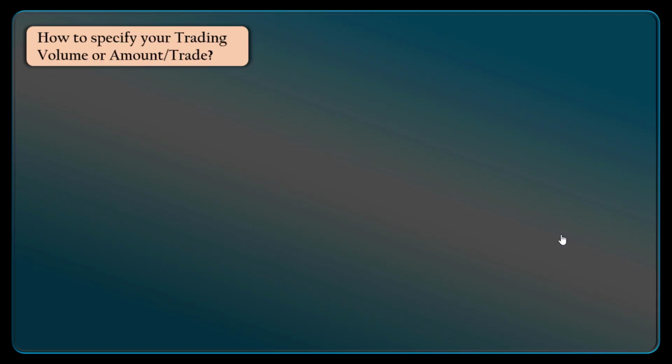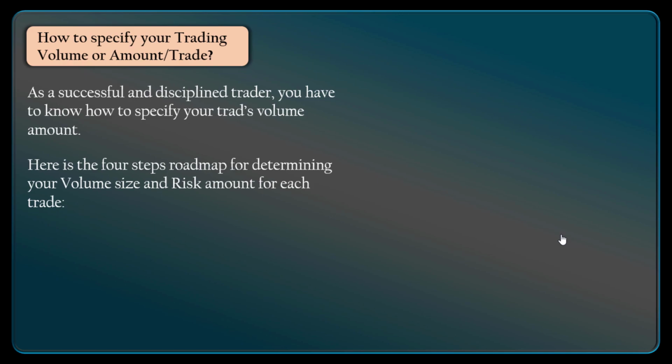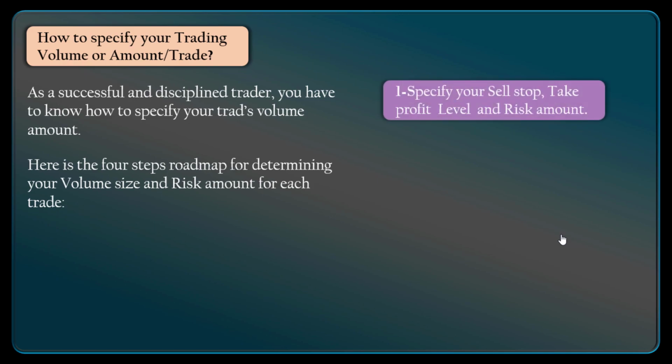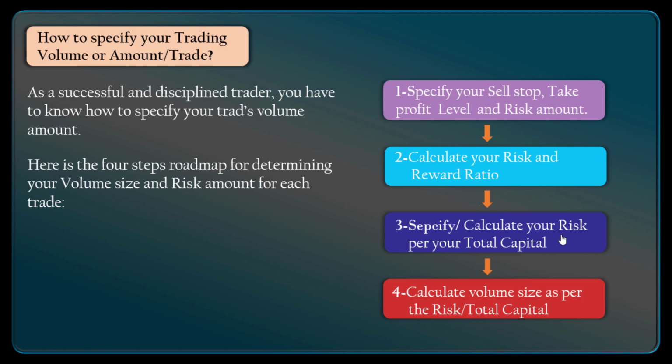How to specify your trading volume or amount in a trade. As a successful and disciplined trader, you have to know how to specify your trade volume amount. Here is the 4 steps roadmap for determining your volume size and risk amount for each trade. 1. Specify your stop loss, take profit level and risk amount. 2. Calculate your risk and reward ratio. 3. Specify or calculate your risk per your total capital. 4. Calculate volume size as per the risk per total capital. So for calculating the volume size, you have to apply all these above steps. If you didn't know about these steps, you cannot calculate your trade volume sizes.